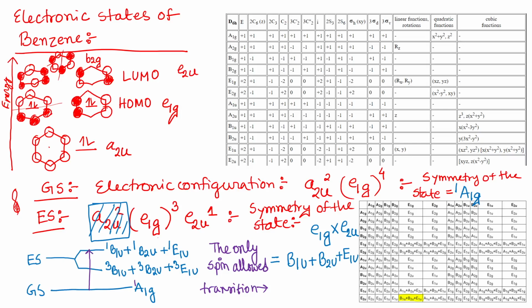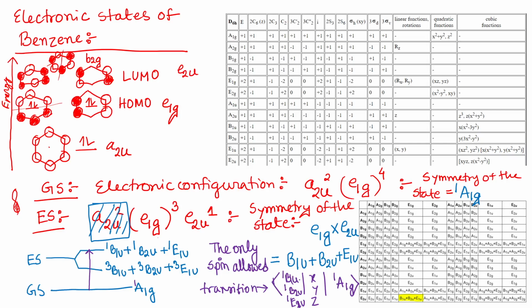So that is your singlet A1g, your x, y, z, and the excited states 1B1u, 1B2u, and 1E1u. So now, this is A1g, so I don't have to bother about this.